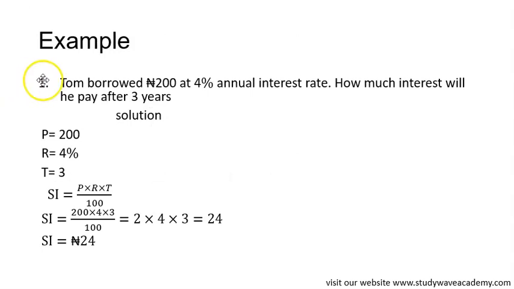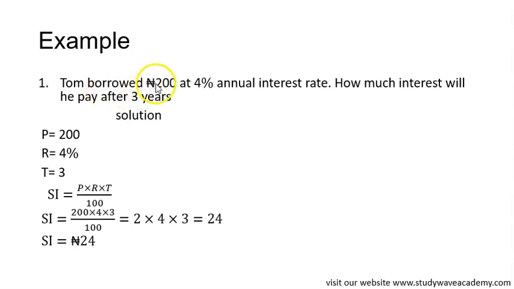Number 1 example. Tom borrowed 200 naira at 4% annual interest rate. How much interest will he pay after 3 years? Now, Tom borrowed 200 naira. Okay, 200 naira here is the principal. Remember, the principal is the amount deposited or borrowed.